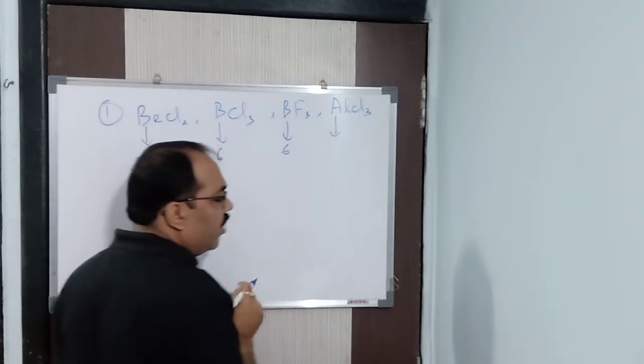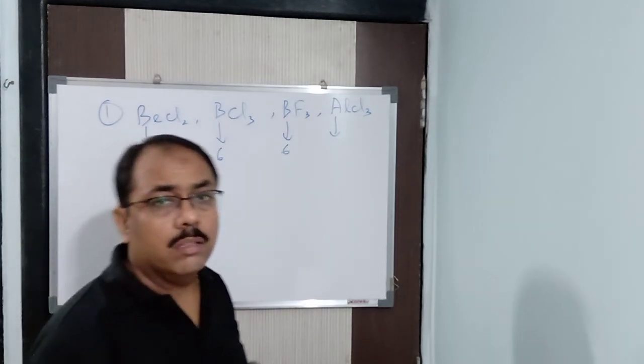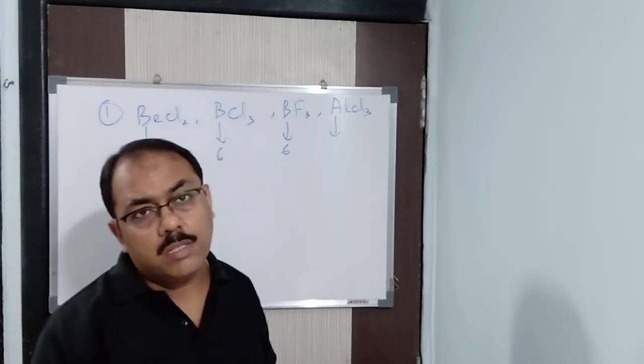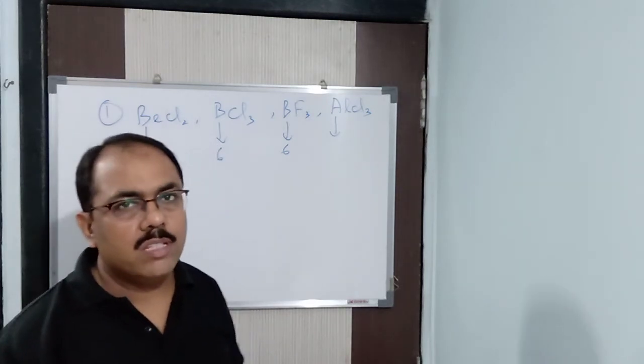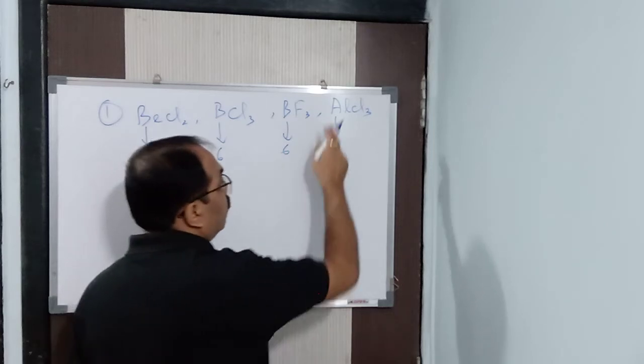AlCl3. Al has 3 electrons in the outermost shell. Atomic number is 13. 1s2, 2s2, 2p6, 3s2, 3p1. So it has 3 electrons in the outermost shell. 3 more electrons it gains from chlorine. So it has 6.